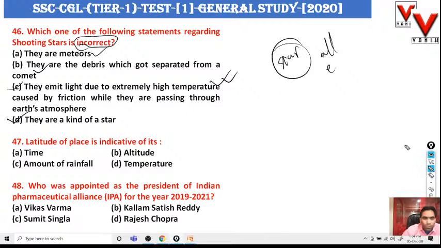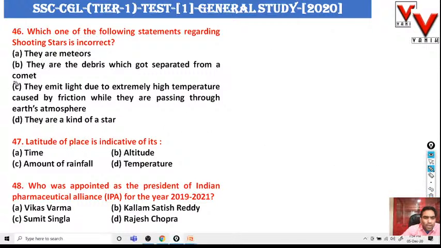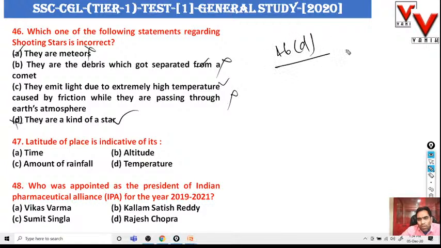They are not a kind of star, rather they are the debris which has been separated from the comet. So they are nothing but comet debris. So the right answer is going to be D. The others are right, so they are not going to be the answer. This one is wrong, so this is going to be the answer. So for question 46, the right answer is going to be D.